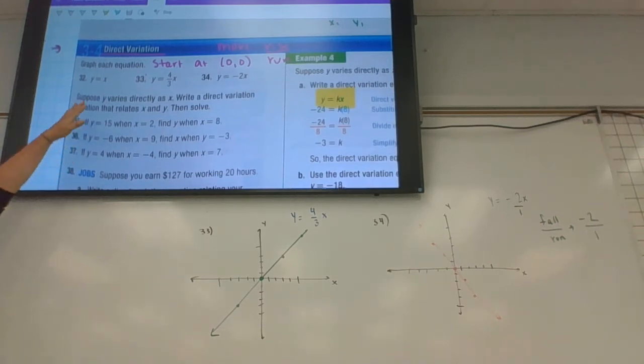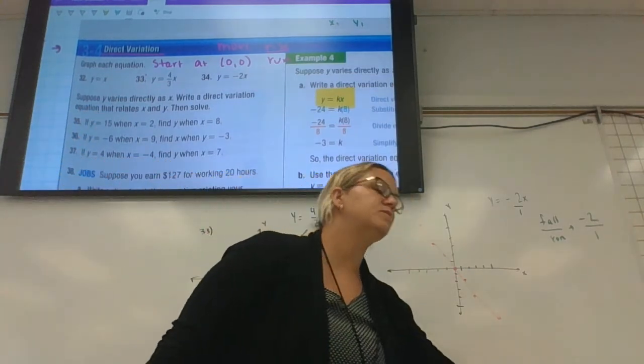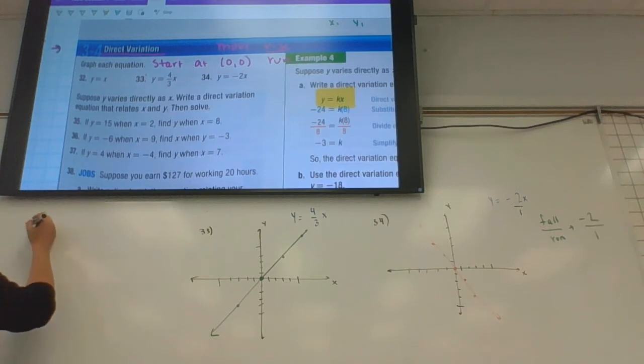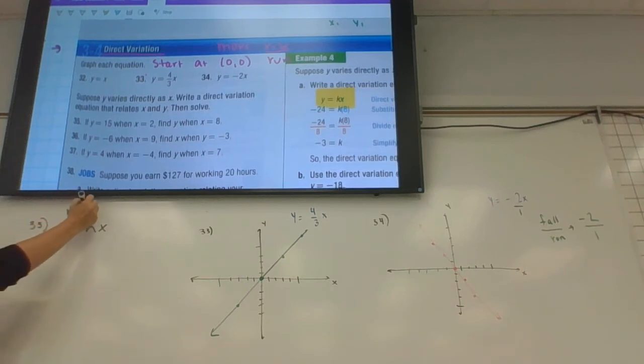35 says, suppose y varies directly as x. The test won't tell you this, but as soon as you read that, you write this down. You read the words, and you have to have this memorized. Just like you have to have the slope formula memorized, you have to have this memorized. There's quite a bit you have to memorize for this chapter.